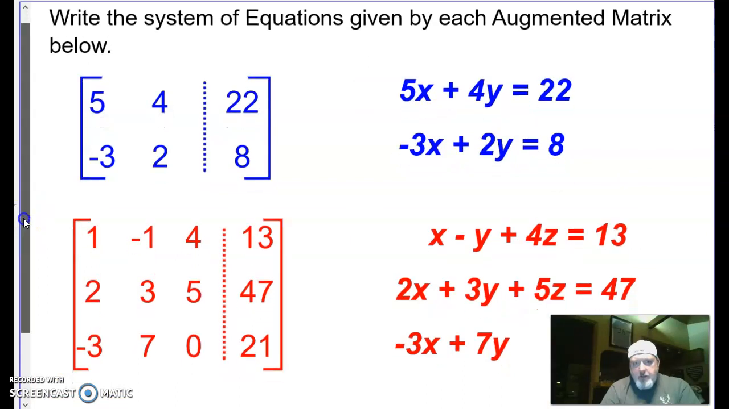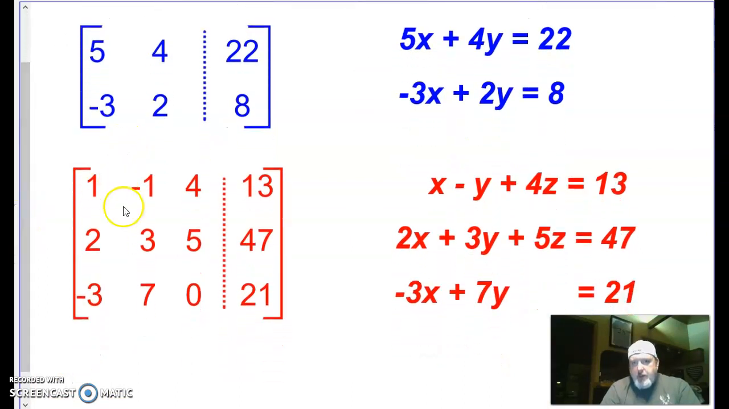Similar deal here on the bottom. So we got 1x minus y plus 4z equal to 13. 2x plus 3y plus 5z equal to 47. -3x plus 7y. There is no z term. You could write plus 0z, but I'd usually just skip it if there isn't one, equal to 21.